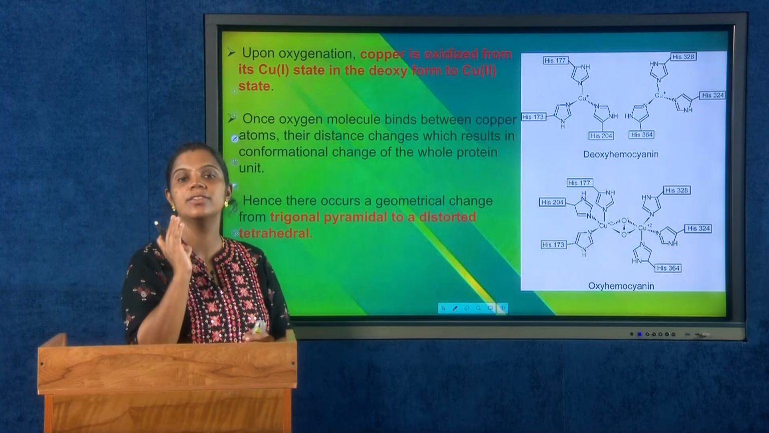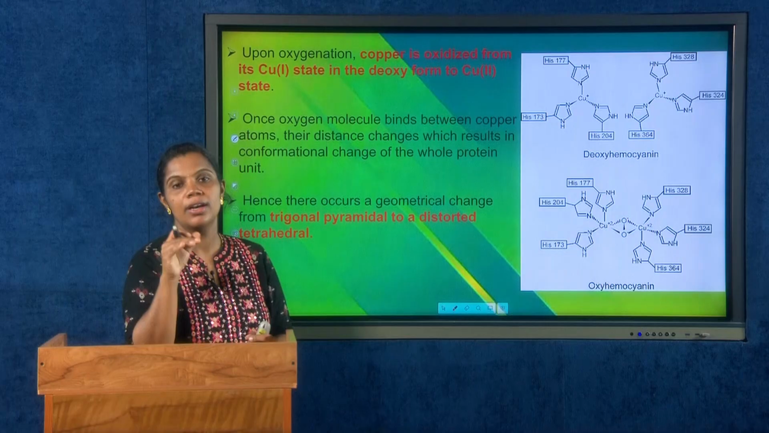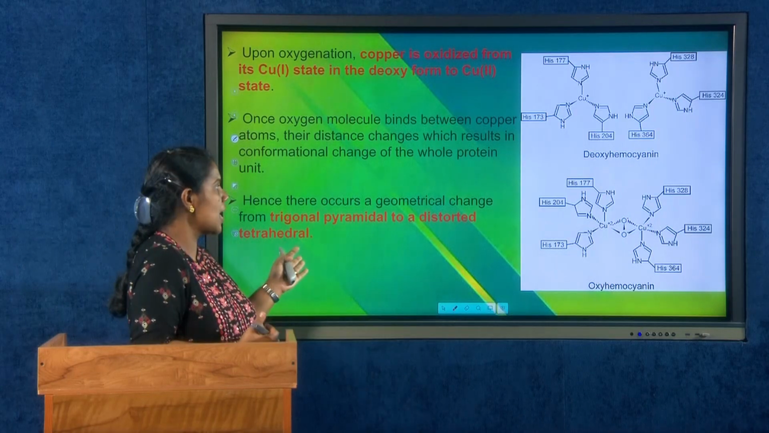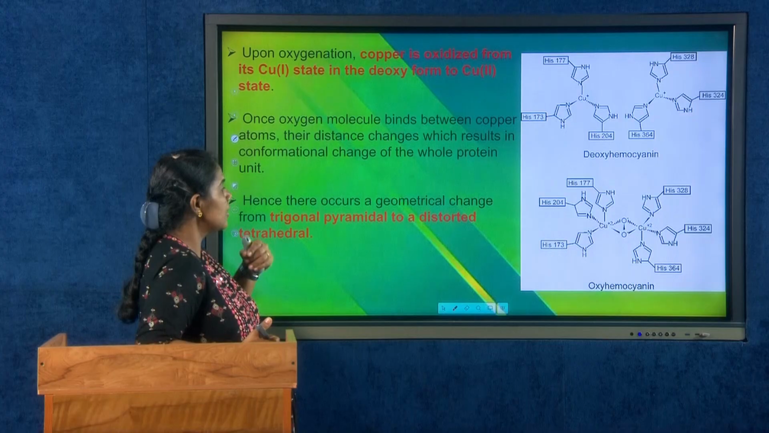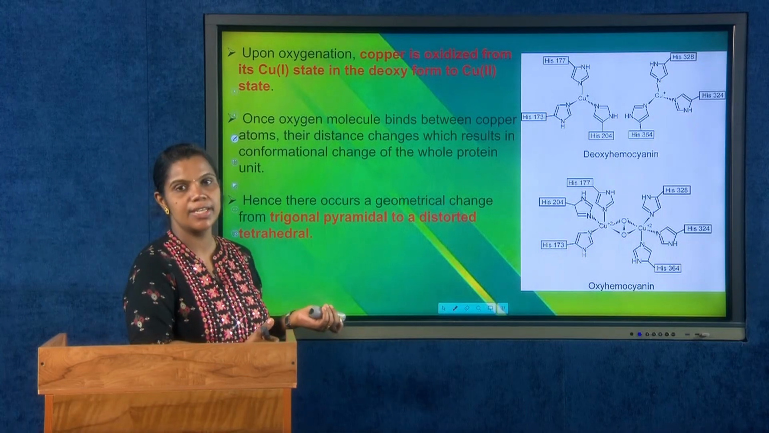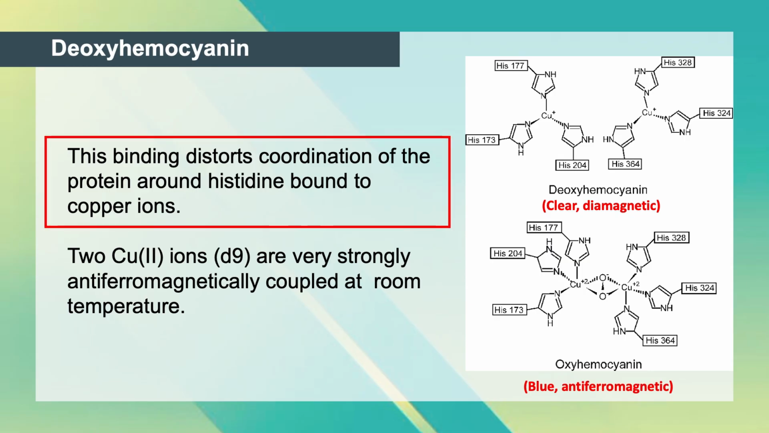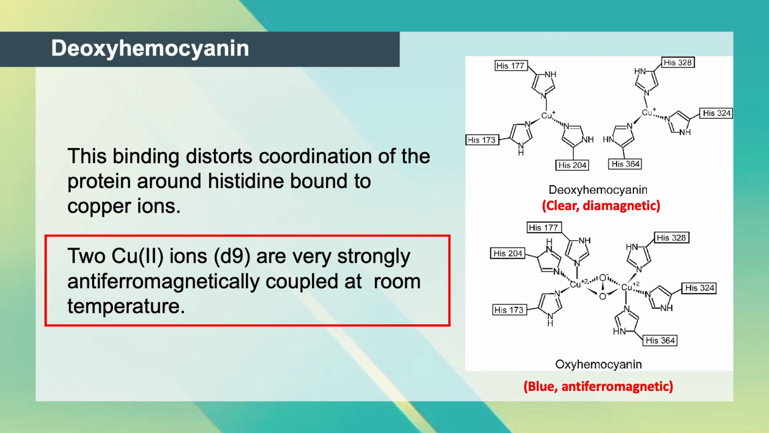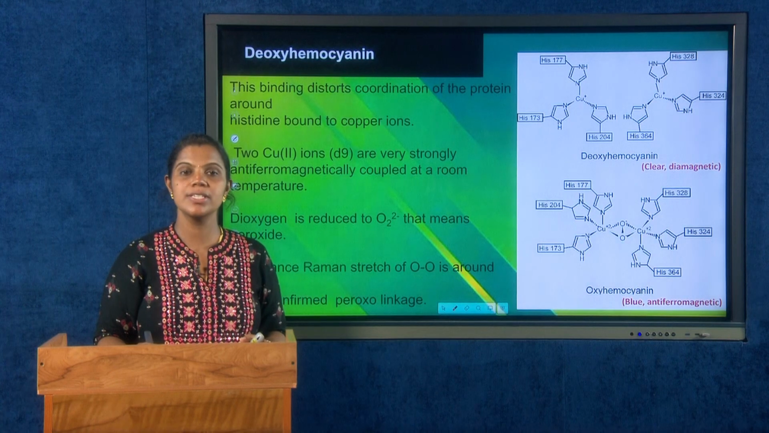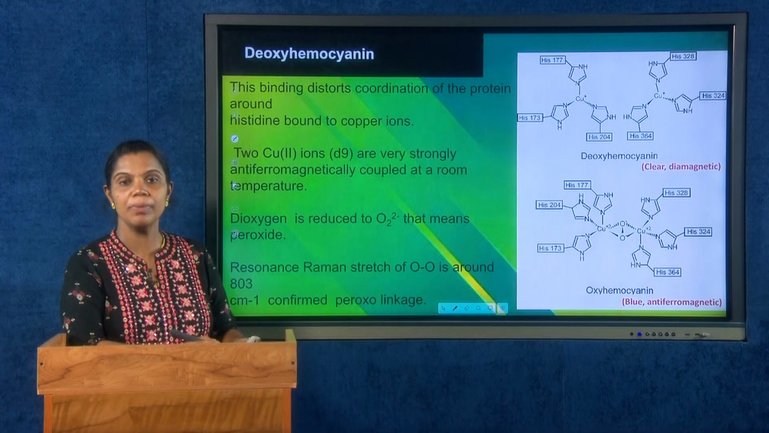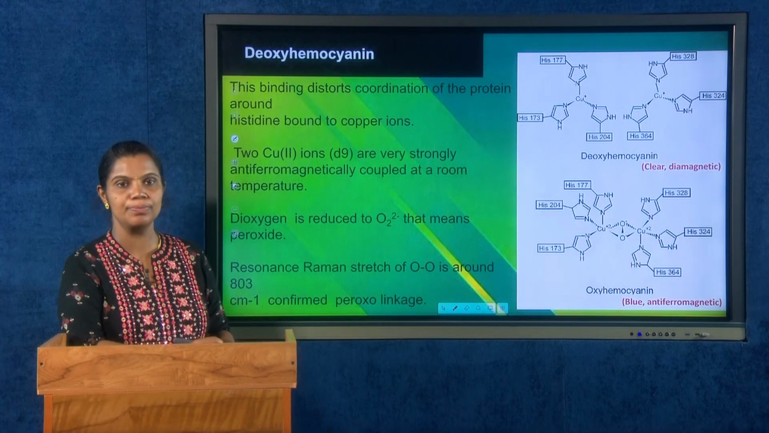Hence, the geometrical shape of the hemocyanin molecule will change from the trigonal pyramidal to the distorted tetrahedral. The binding of dioxygen will distort the coordination of the protein around the histidine that is bound to the copper ions. The two copper(II) ions, which are in the d9 form, will get strongly and antiferromagnetically coupled at room temperature. The dioxygen is reduced to O2 2-, which is the peroxide form.